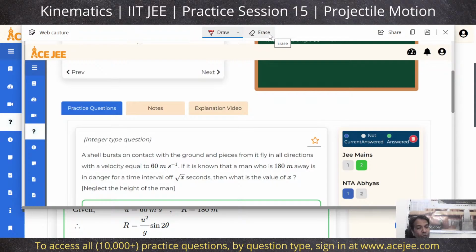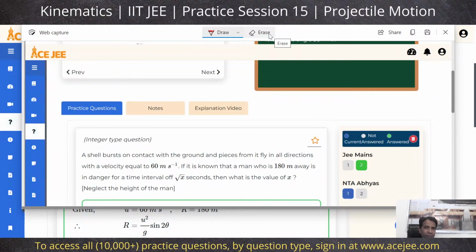I think this was to help when they said neglect the height of the man. That helped people get to the answer. But if you think about it, actually that would be the right way to approach it. Correct, no? Yes.